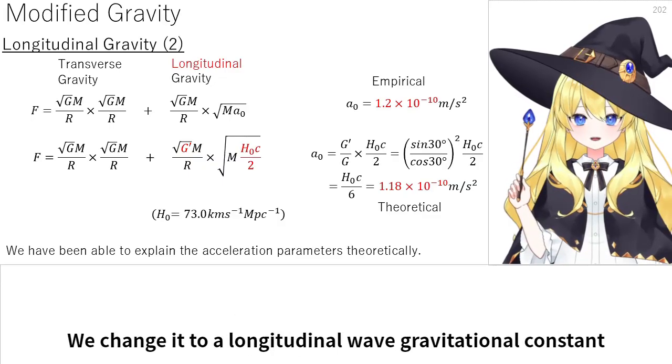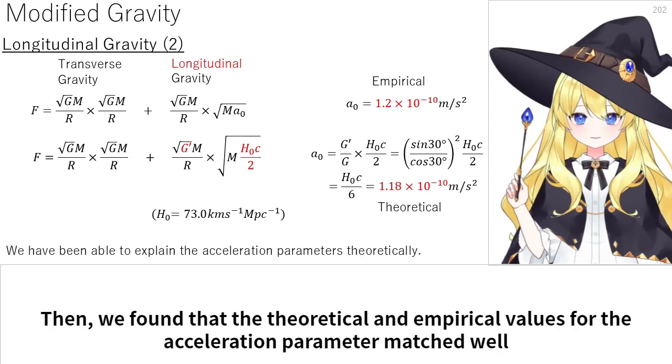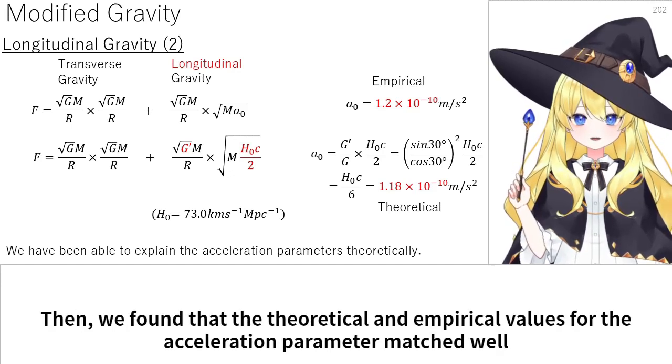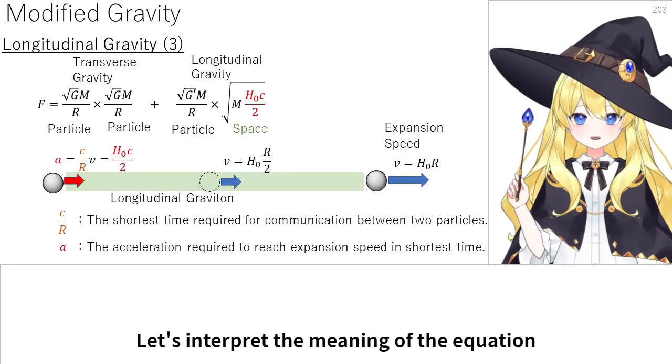We change it to a longitudinal wave gravitational constant. We also set the acceleration parameter to half the product of the Hubble constant and the speed of light. Then, we found that the theoretical and empirical values for the acceleration parameter matched well. We have been able to explain the acceleration parameters theoretically. Let's interpret the meaning of the equation.